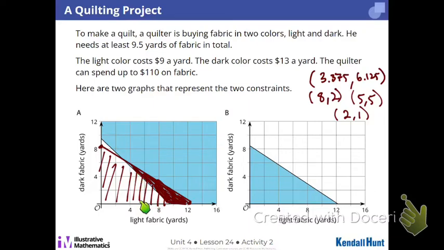Let's test 2, 1. Okay, down here. So 2, 1 failed the length requirement, right? That's 3 yards. We need 9.5. That's good. You guys please stop laughing. No, it's good. That's a good mistake.